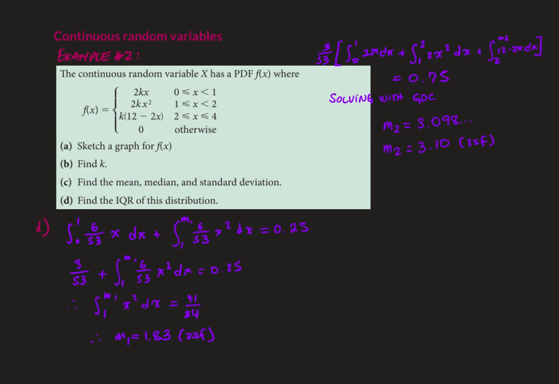which would mean that the interquartile range for this distribution is going to be 3.10 minus 1.83, and that is equal to 1.27. And again, this is also to 3 significant figures.